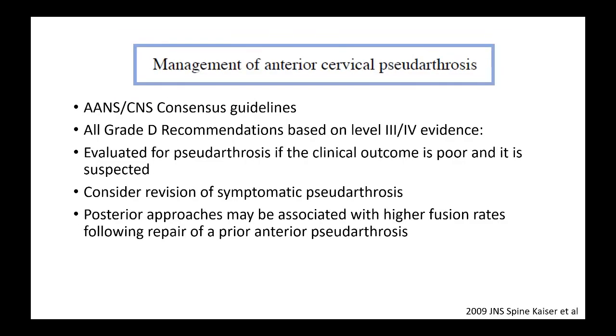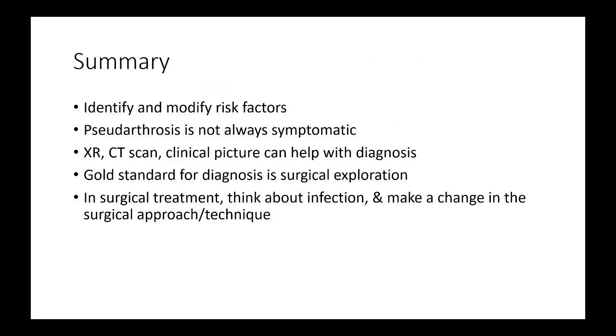And these are the ANS-CNS consensus guidelines. All of these are based off of grade D recommendations with level 3 and level 4 evidence. So if you think that a patient might have pseudarthrosis and their clinical outcome is poor, you should probably evaluate for it. The revision of symptomatic pseudarthrosis should be considered because if you fuse them, it may be associated with an improved clinical outcome, but again, we can tell from the literature this is not always the case. And if you're going to do a revision fusion on an ACDF patient, a posterior approach may be associated with a higher fusion rate.